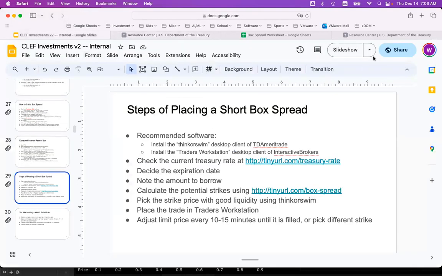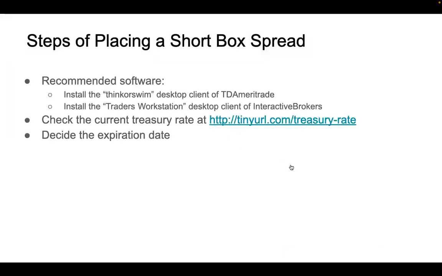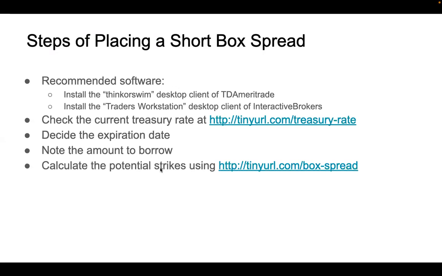So now I decided the expiration rate. I need to write down the amount I want to borrow. Today, I want to borrow $300,000, and I could borrow one contract of the box with a strike distance of 3,000, or buy two contracts with strike distance of 1,500, or three contracts with 1,000 strike distance. But anyway, let's pick which one is better.